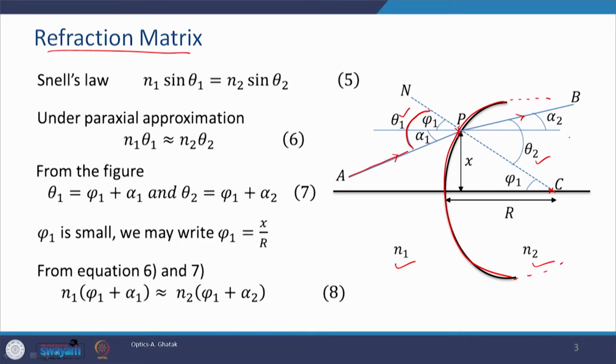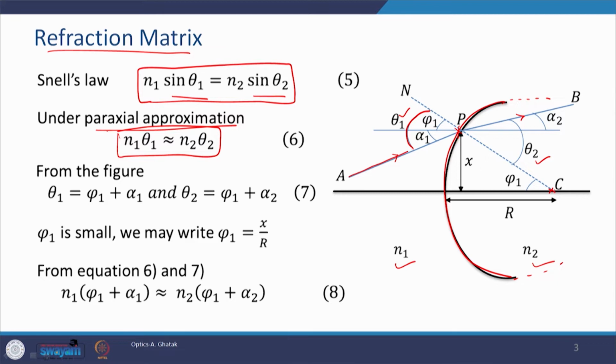Now we will apply Snell's law here, and Snell's law says that n1 sin theta 1 is equal to n2 sin theta 2. Since we are in the paraxial regime, we will use the paraxial approximation, and therefore we can write sin theta 1 as theta 1 and sin theta 2 as theta 2. Therefore, under the paraxial approximation, Snell's law reduces to n1 theta 1 is approximately equal to n2 theta 2.